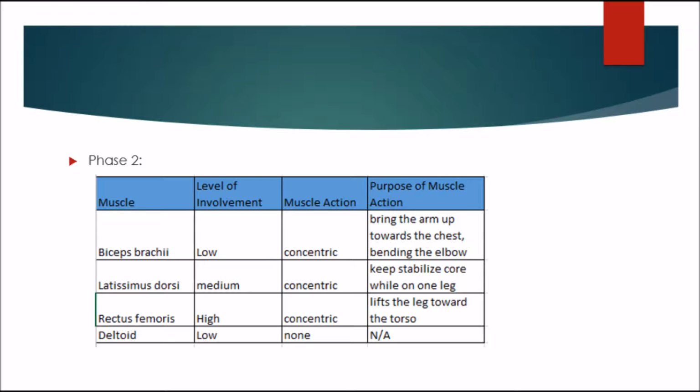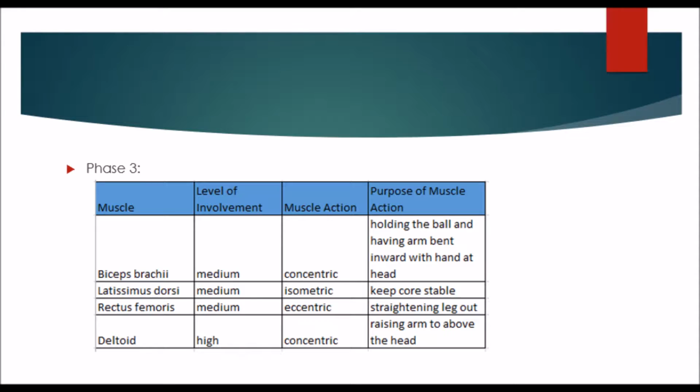And so in phase 1, they're all at low levels of involvement because you're standing on the mound, not really doing much. You're preparing for the next phases. And the biceps brachii are going to contract and become smaller, and this allows the arm to be brought up towards the chest so he can have the ball and the glove near his face.